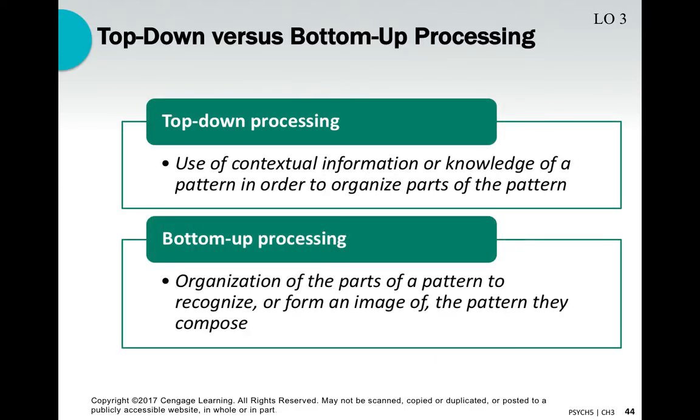So when we're processing information, we use one of two methods: top-down or bottom-up processing. Top-down processing is using contextual information or prior knowledge to understand or organize information in a meaningful way. Bottom-up processing is where we are forming an image, developing the pattern on the spot. We are forming this new pattern on the spot.